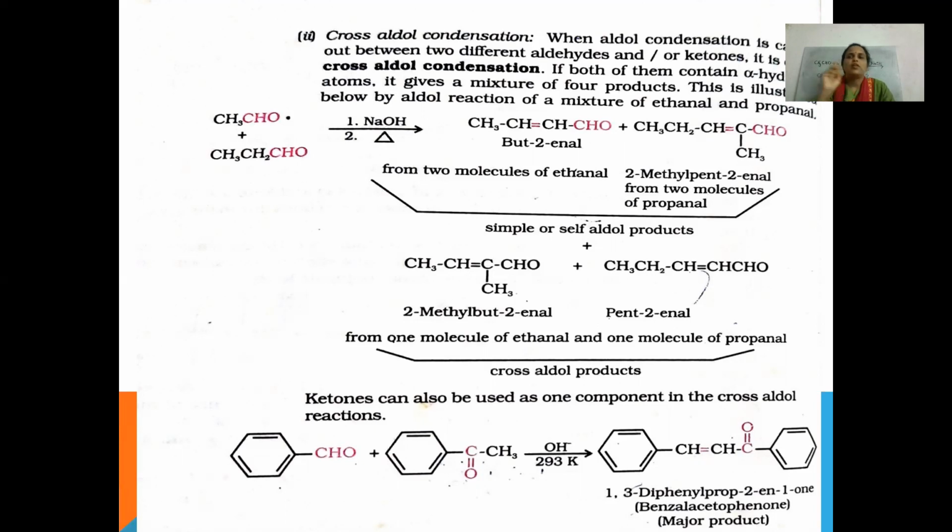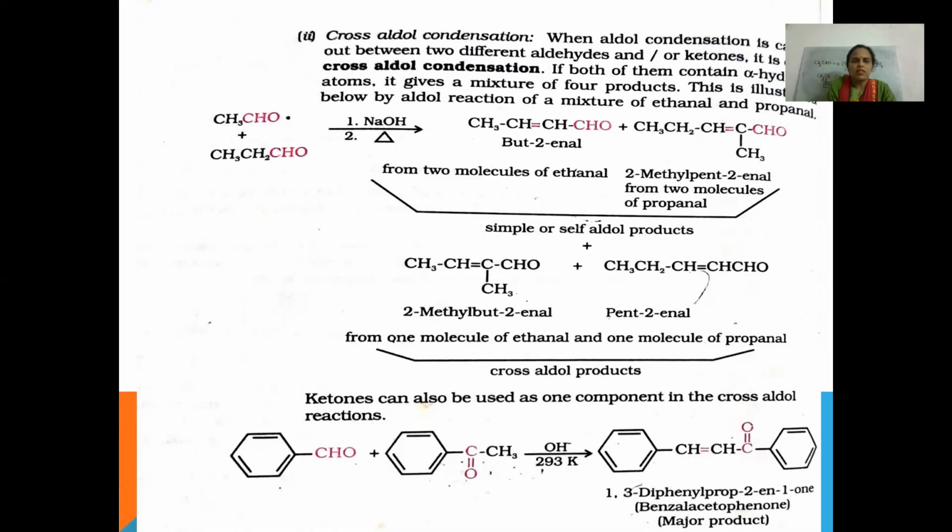So here you can take two different aldehydes or two different ketones containing at least one alpha hydrogen atom in them. In the presence of a base they undergo condensation reaction, and it results in the formation of four different products if both the reactants contain alpha hydrogen atoms in them.